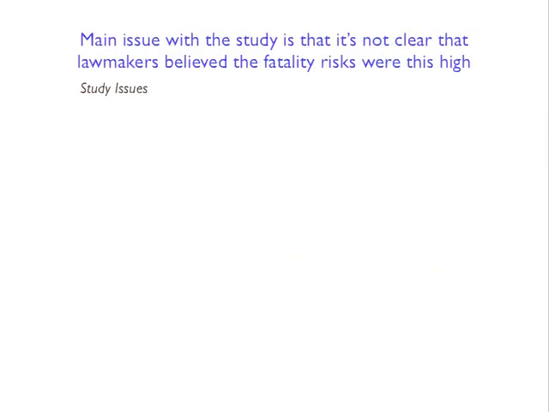Okay, so certainly there are issues with the valuation of the time savings, but I think that the overriding issue with the study is that it's not clear that the lawmakers really believe that fatality risks were this high. So this $1 million number that I showed you, that's actually at the lower end of most of the VSL numbers in the literature.